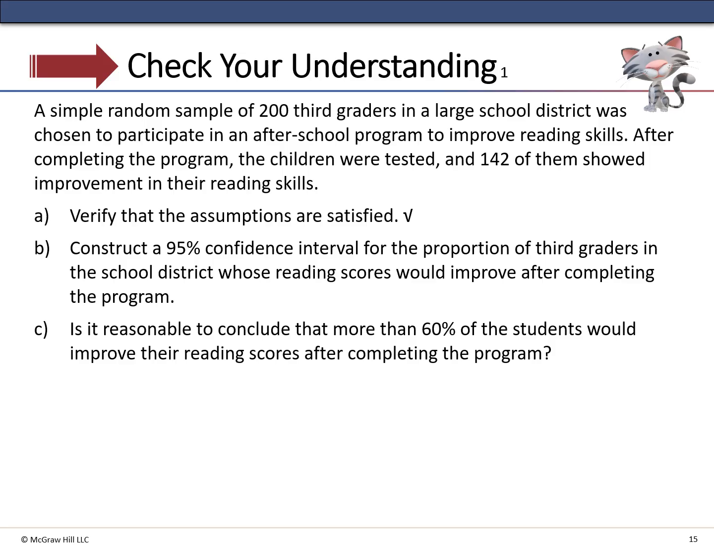using the technology. So here we have another example. So we have a simple random sample. The children were tested. 200 third graders, that's our sample size. 142 of them showed improvement. So that would mean 58 did not show improvement, and we want to construct a 95% interval, and then we want to see if it's reasonable to conclude that more than 60%.